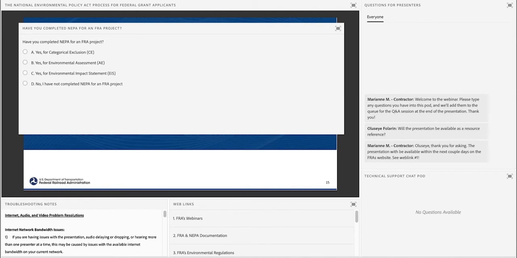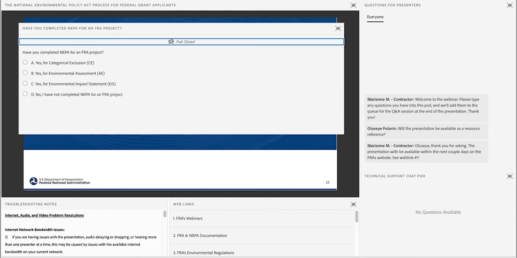All right, so we're going to go ahead and end that poll now. Thank you so much. It looks like we've got about 28% who have for the categorical exclusion, 6% for the environmental assessment, 15% for the environmental impact statement, and 51% who have not completed NEPA for an FRA project.